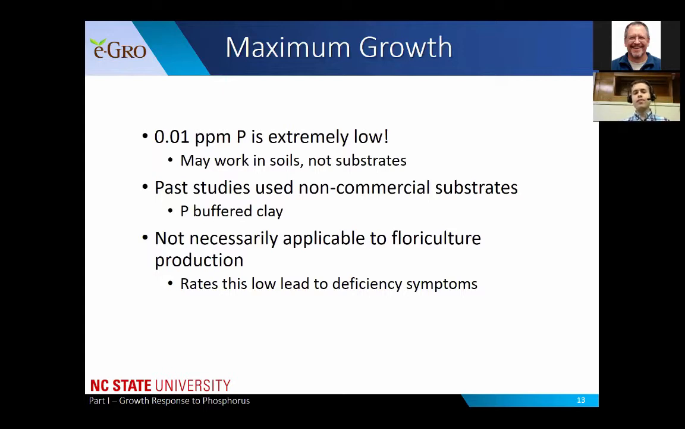Part of the big problem with this is that some of these past studies use non-commercial substrates, such as phosphorus buffered clay. And now these clay particles do an excellent job of holding on to the phosphorus, and they make it so that you can very easily deliver phosphorus at a low rate throughout the entire production period. But unfortunately, this is not how most horticultural and floriculture substrates act with phosphorus. So this is not necessarily applicable to floriculture production. And if you were to use a rate as low as 0.01 parts per million phosphorus, you would very definitely see phosphorus deficiency symptoms in your crops.